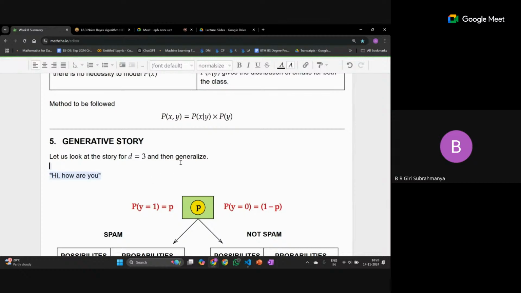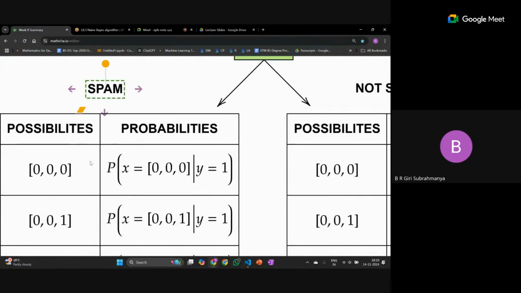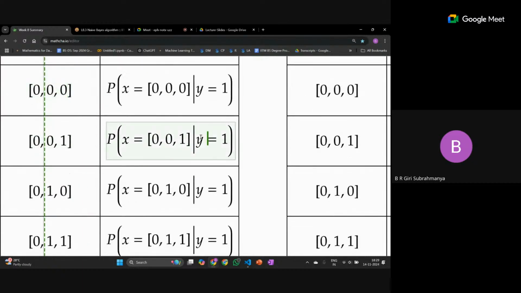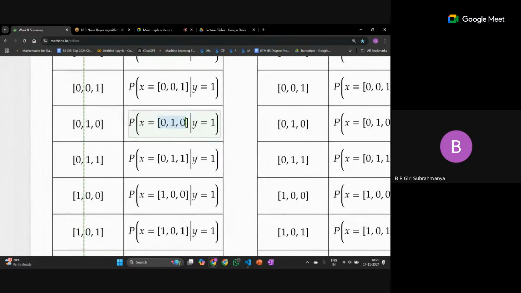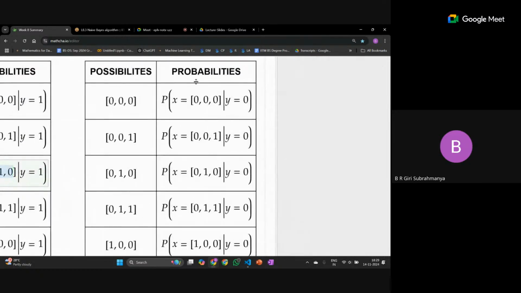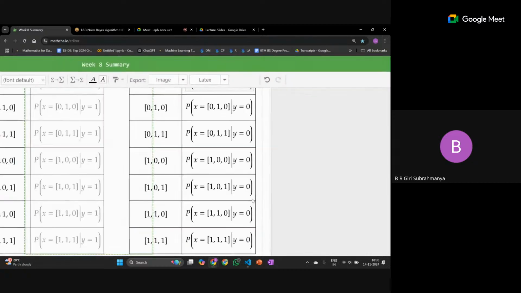So what we have to do is look at the possibilities and try to estimate the probabilities. Given that a mail is spam, what is the probability that the mail is going to be equal to 000? This is for this email. Now, given that the email is a spam, what is the probability that the email is going to be equal to 001? That is given by this. Given that the email is a spam, what is the probability that the email is going to be equal to 010? That is another thing. Like this, you will model for all the 8 possibilities. And here also, given that the email is not a spam, what is the probability that the email is going to be equal to 000? And what is the probability that the email is going to be equal to 111, given that it's not a spam? So like this, we'll model for all these things. All right.